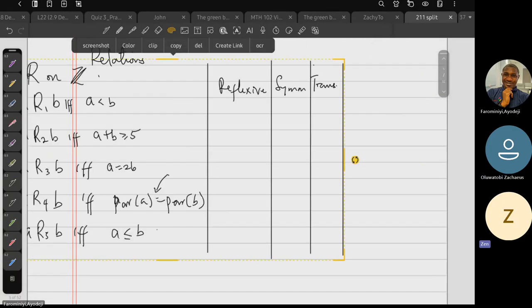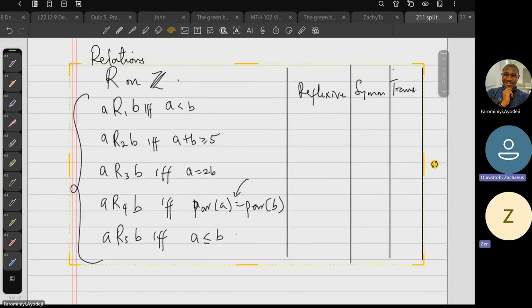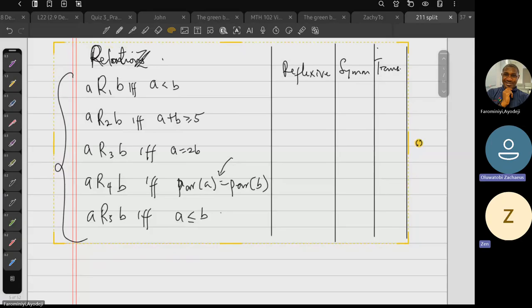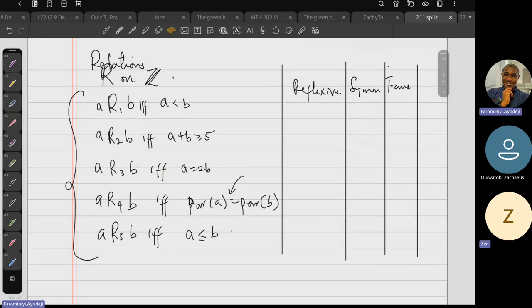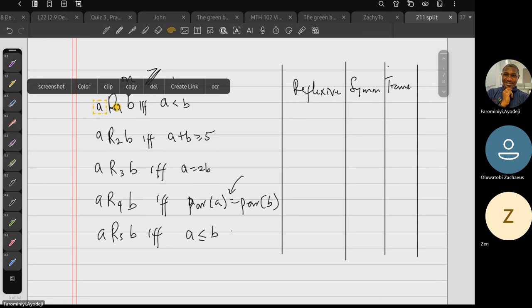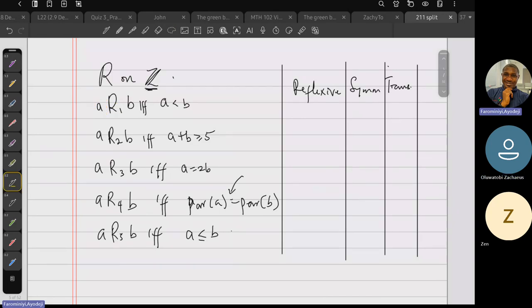I don't get the definition, sir. Okay. So reflexive: a relation is reflexive if for every element in the set, the element is related to itself. So is R1 reflexive?